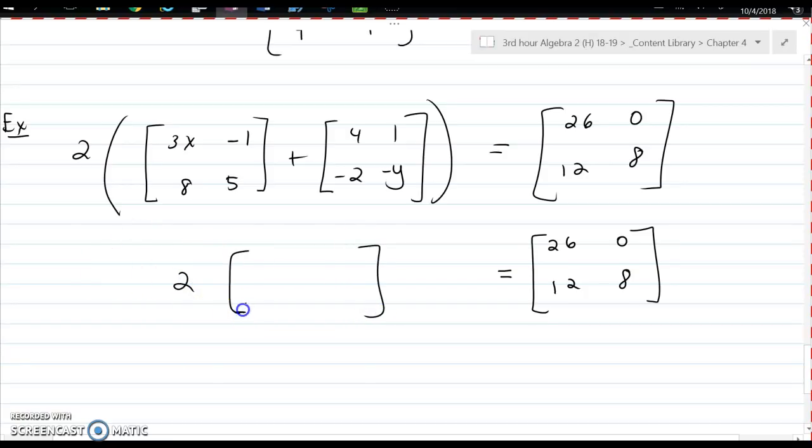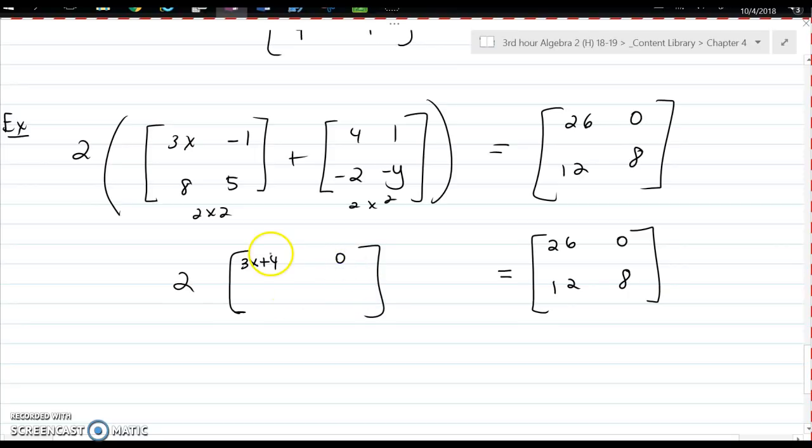So notice we've got a 2 by 2 with another 2 by 2. So we're going to add these matrices together. We're going to add our corresponding entries. I'm going to say 3x plus 4 is 3x plus 4, and that becomes one entry, even though it has a plus sign in it. And then negative 1 plus 1 is 0.